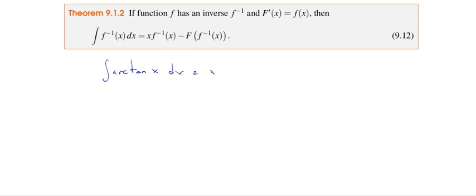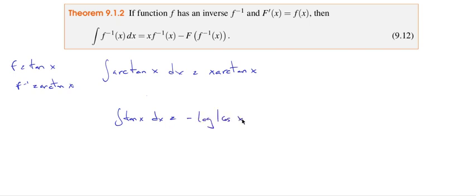So then we have x times the arctangent, and then we need the primitive of the inverse. Here f is going to be the tangent, and the inverse is going to be the arctangent. So we need the capital F, which is the primitive of the tangent. But the primitive of the tangent we've seen is the logarithm of the absolute value of the cosine. So this is going to be minus the logarithm of the cosine of the arctangent of x, plus c.